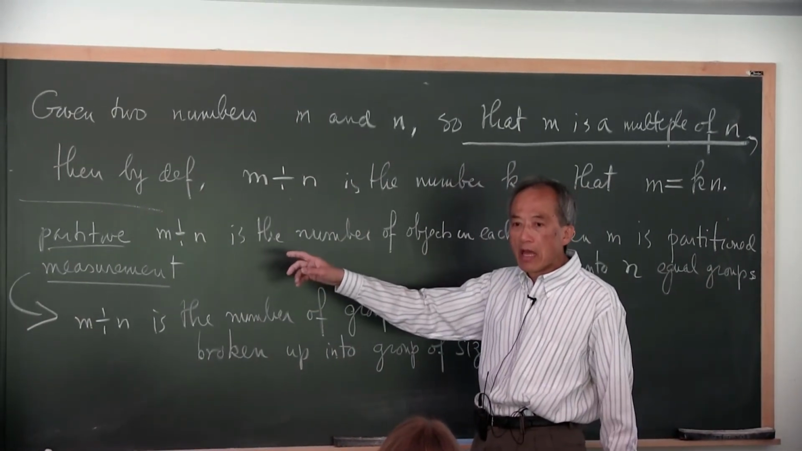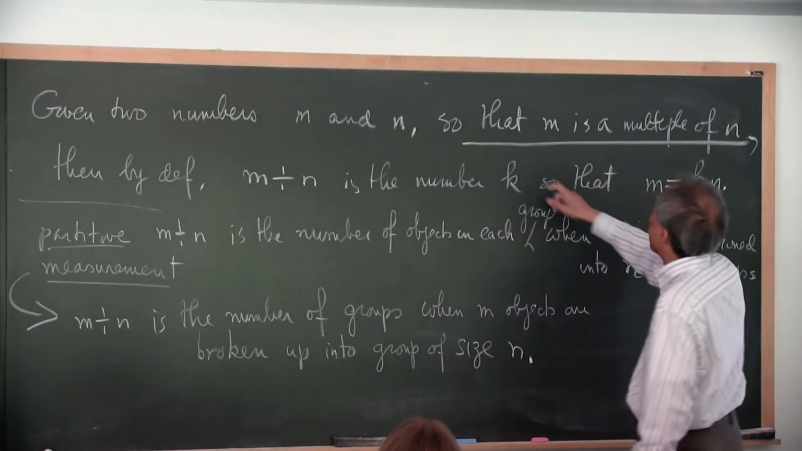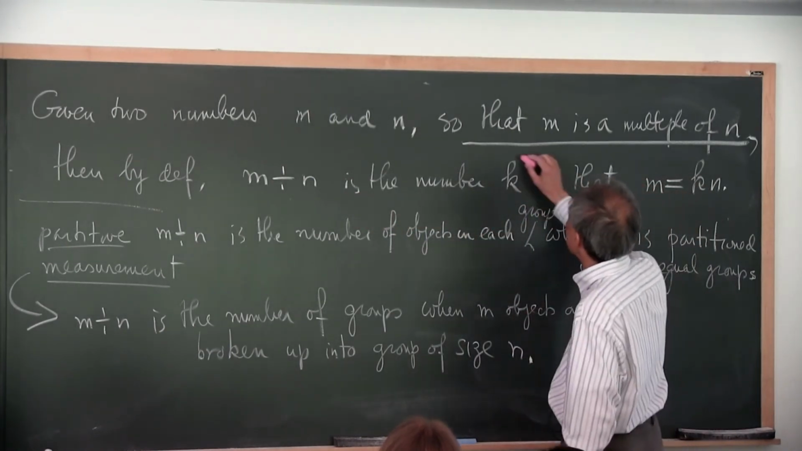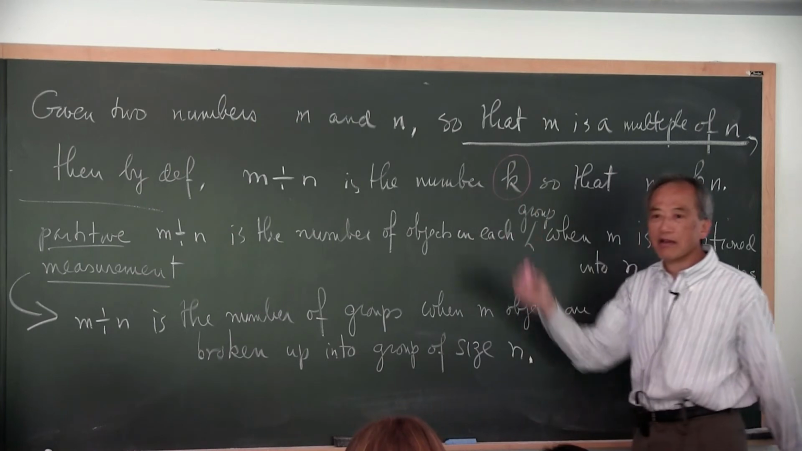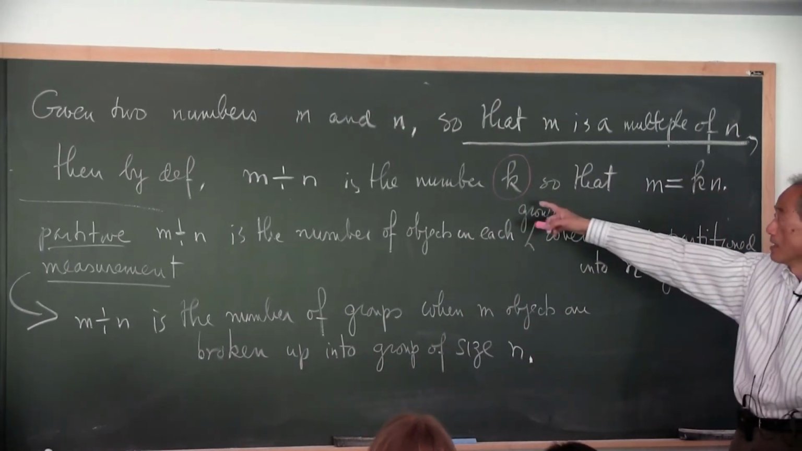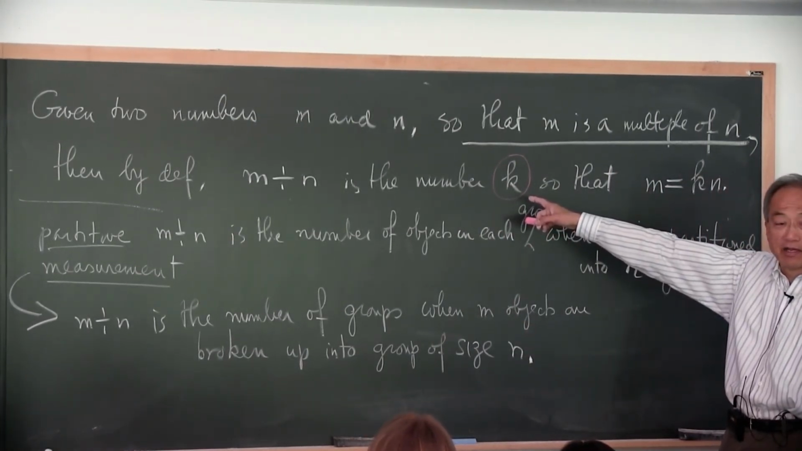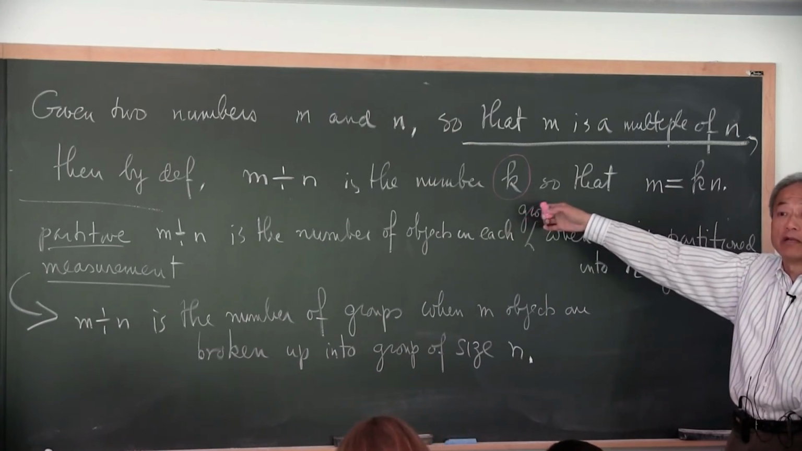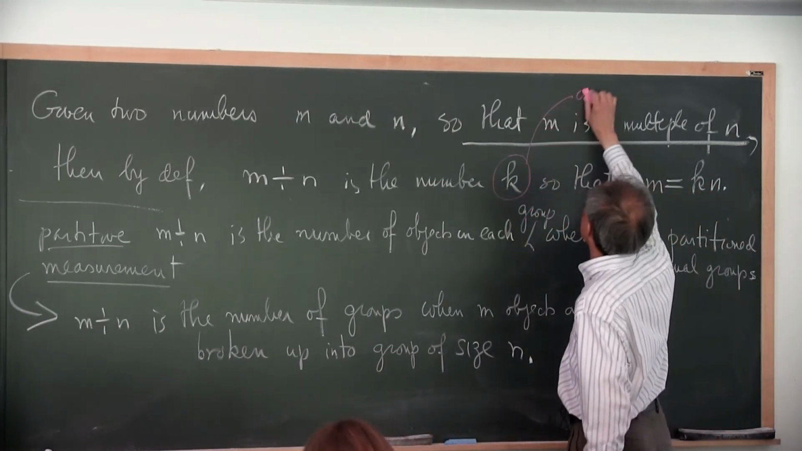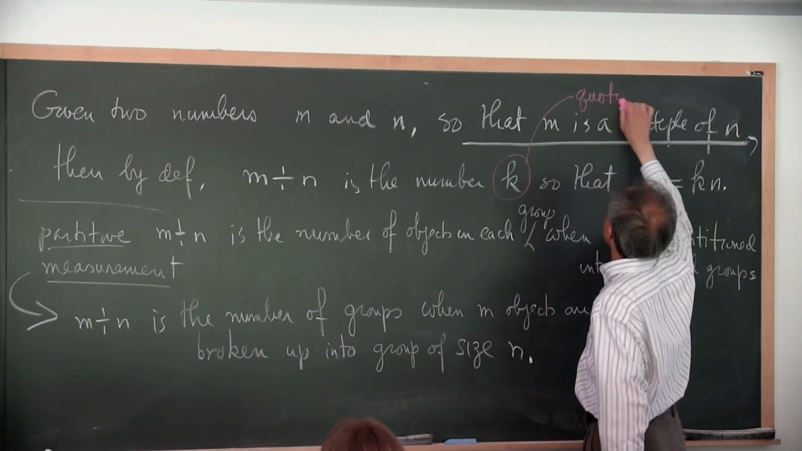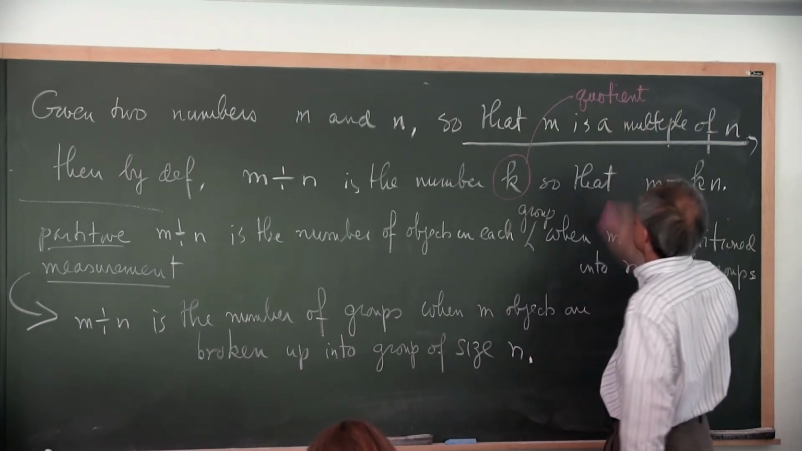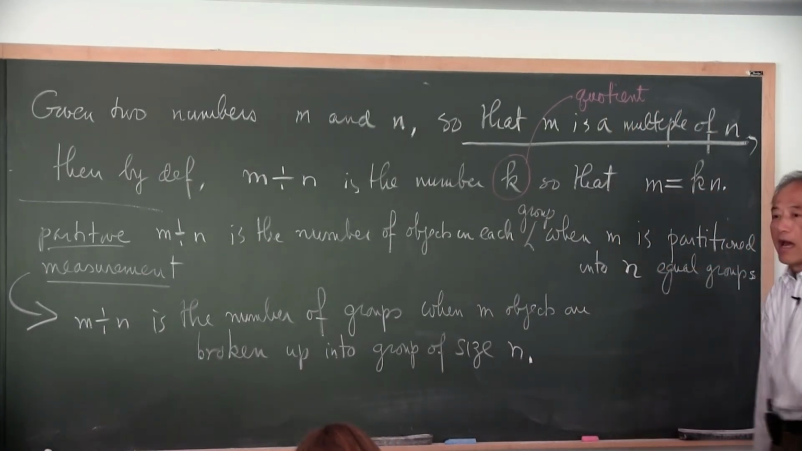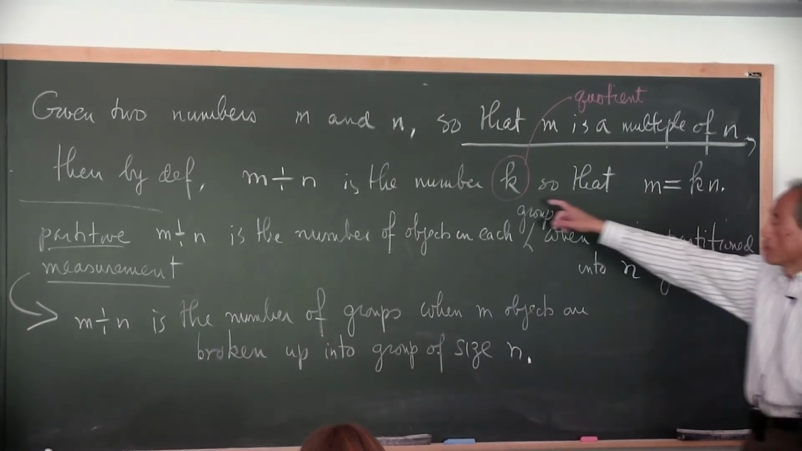Then I'm trying to tell you that, by the way, you all know what this number is called, right? What's that called? K. What's that number called? The quotient of the division, right? That's the quotient. I should have been more clear. So this is the quotient.